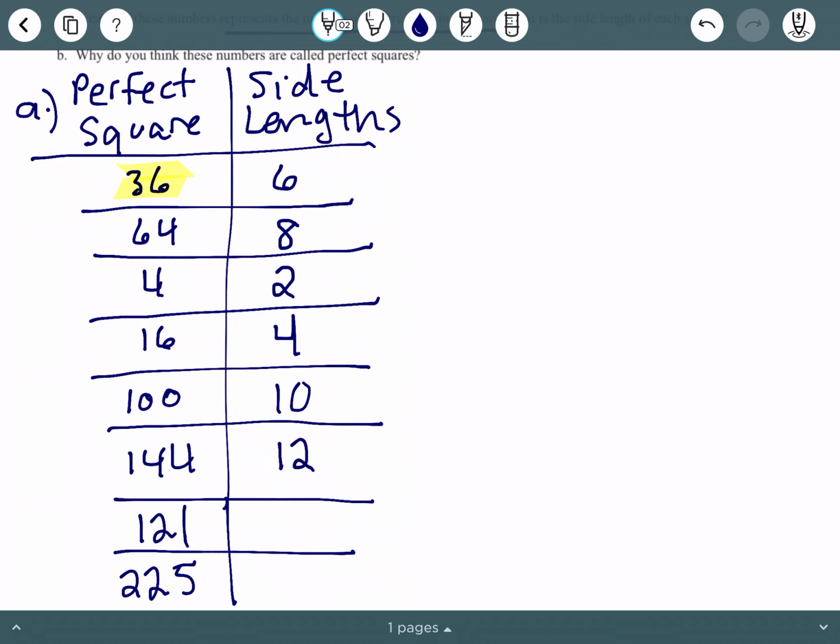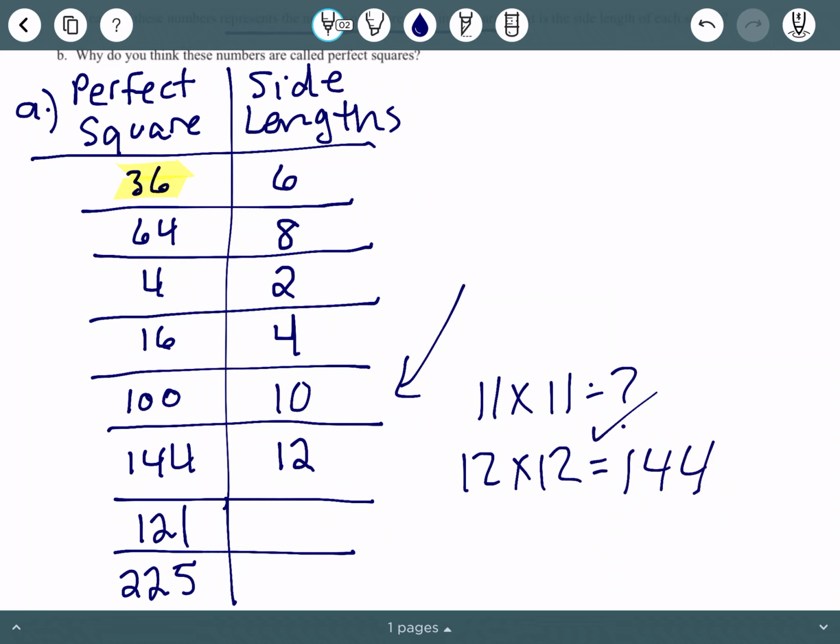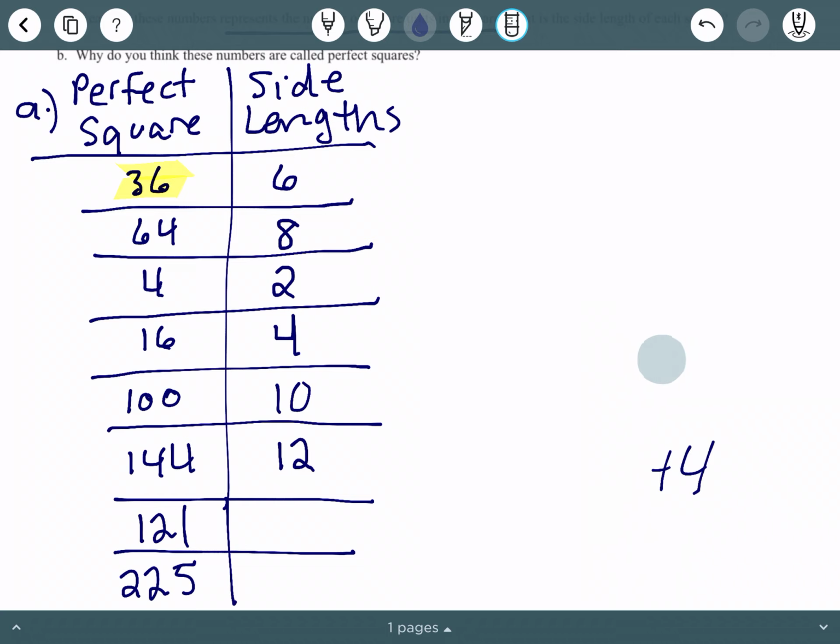If we're getting into tricky territory for some of you, then you could guess, well, I know 10 times 10 is 100. Then you could maybe try 11 times 11, what does that give me? Well, it's going to be too low. So then move on and try 12 times 12. What does that give me? Oh, it gives me 144. And that's only if you don't know that 12 times 12 is 144, but it might be tricky for some of you. All right, the next one is a perfect square of 121.